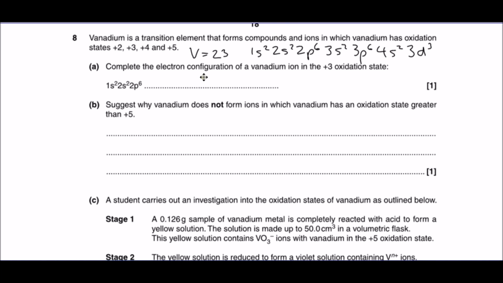However, the question is not asking for the vanadium atom, it's asking for it in a +3 oxidation state. So what we're going to do is get rid of 3 electrons. Now remember, the 4s electrons go first, followed by the 3d. So what we should be left with, following on from what's there, 3s2, 3p6, the 4s2 have gone, and we've lost 1 from the 3d. So that is what we should be left with to get the mark in this question.